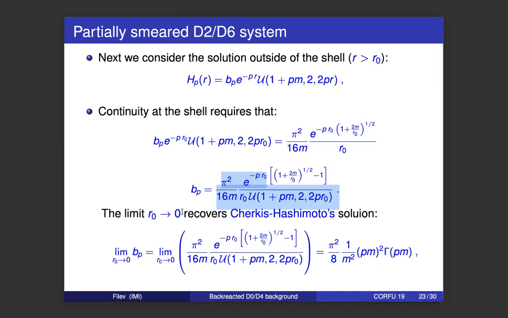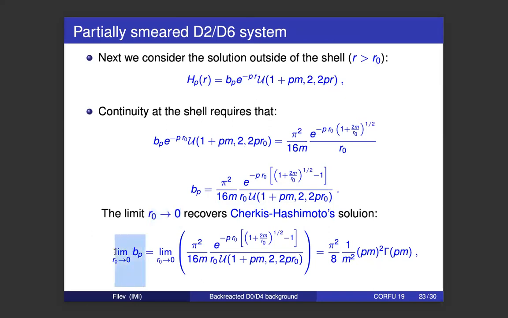Nice. Then we take the limit. Cherkis-Hashimoto solution also considers the localized case, but the one that we considered is the one where the D2 and D6 are on top of each other. If I shrink the shell to zero size, it won't matter that they were on a shell. It would still be a point. So I should recover the Cherkis-Hashimoto solution, and I do.